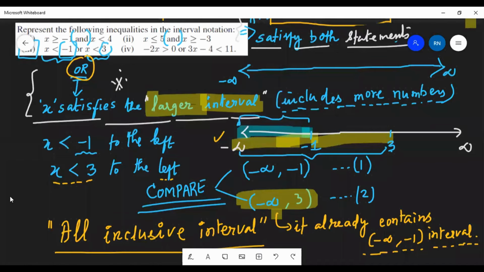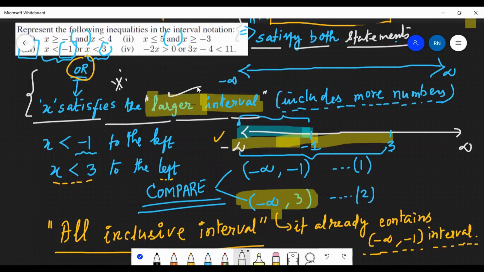So the OR statement: x satisfies less than minus 1, x satisfies less than 3, but the connecting word is OR. I gave you certain clues. What are the clues? Number one, you can understand it as the larger interval; it includes more numbers. At last, I gave you this terminology, all inclusive. All inclusive means from statement 1 and statement 2, all inclusive.